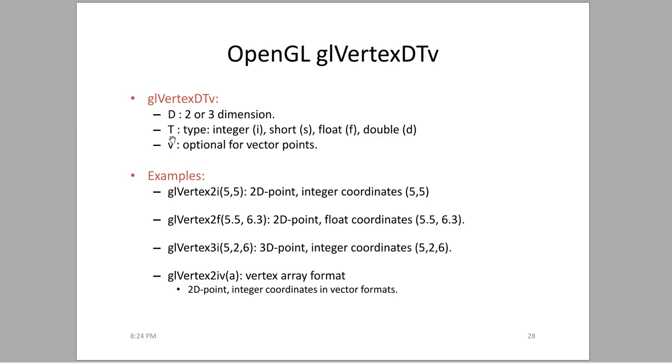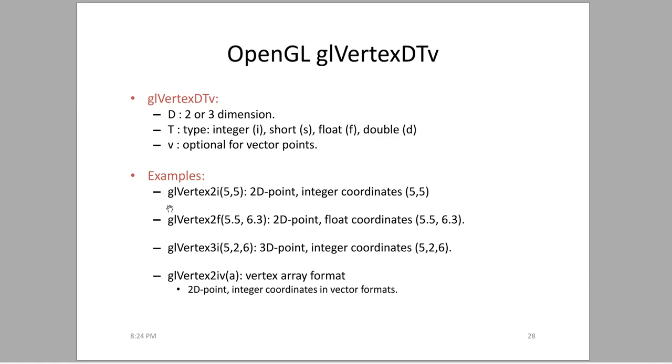Similarly, T means type. You can have integer i, short s, float f and double d. So you can have glVertex2i or glVertex3s, for example, or 3f, whatever. You have the combination of 2 and 3 with i, s, f, d. Finally, v is optional, for vector points. Vector points mean when you pass an array. If you want to pass all the points as an array to the function, then you will use the vector form. So that is also a form of the function, and we will explain this.